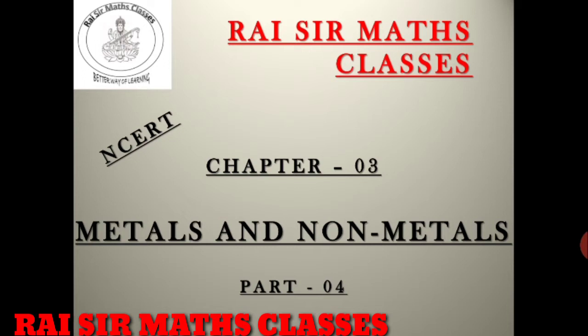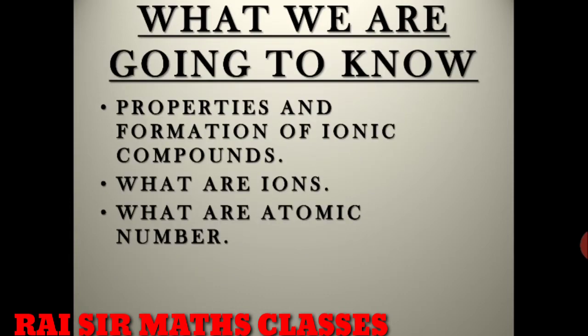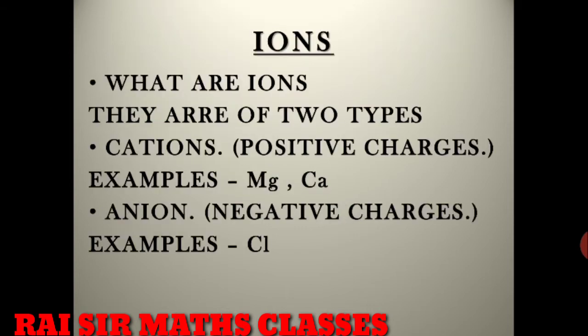In today's video, we are going to continue the last part of our chapter, metals and non-metals, with the last topic, ionic compounds. What we have learned in all our previous videos: we have discussed the chemical and physical properties of metals and non-metals, and how to differentiate them, meaning malleability, ductility, etc. In this video, we are going to learn the properties and formation of ionic compounds, what ions are, and atomic numbers. Let's start with the topic ions.